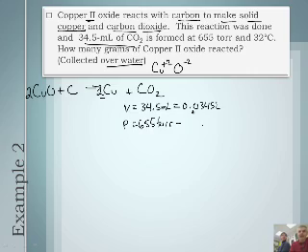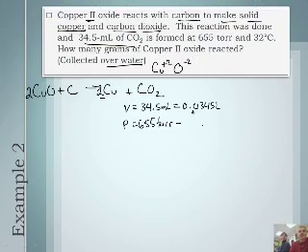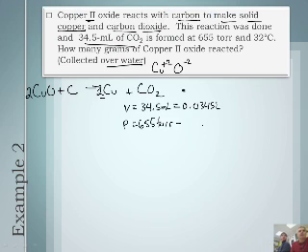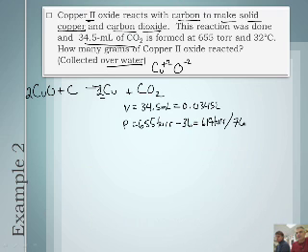I bet I could find that. There it is. What temperature were we at? 32 Celsius. So at 32 Celsius, the pressure is 35.6. We'll call that 36. So we'll subtract 36, and that equals 619 torr.